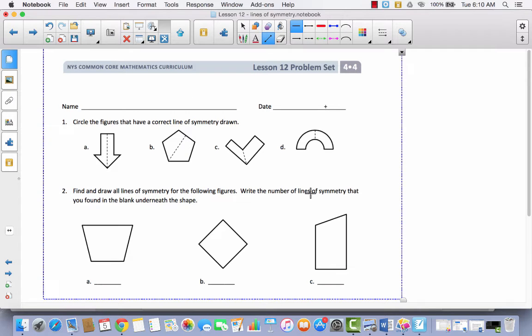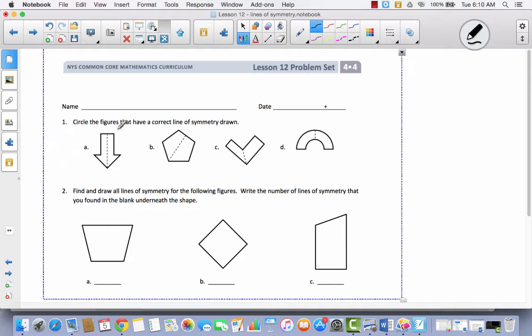All right, so let's practice a little bit more using our problem set. It says, circle the figures that have a correct line of symmetry drawn. So take a look at those, and why don't you just try to go ahead and do these first 4 problems by yourself. Circle any of them that you feel like have a correct line of symmetry, and then come back. If you got it wrong, that's okay, just erase it and fix it.